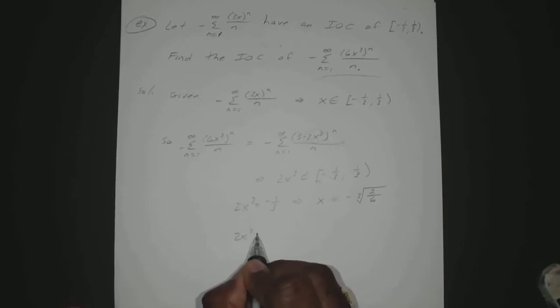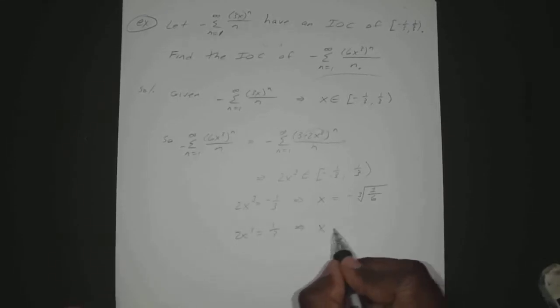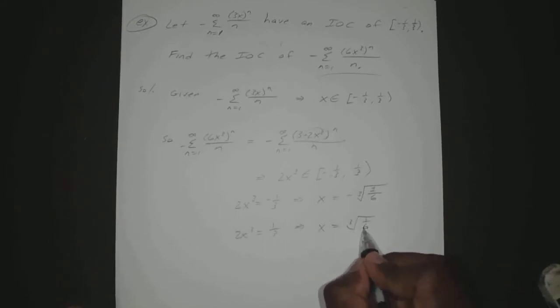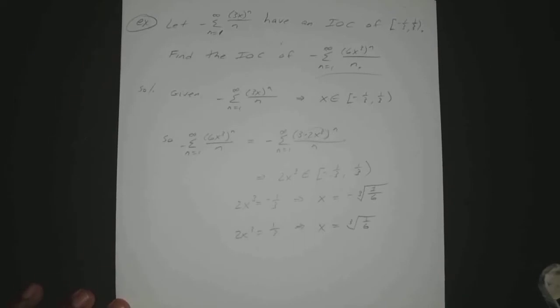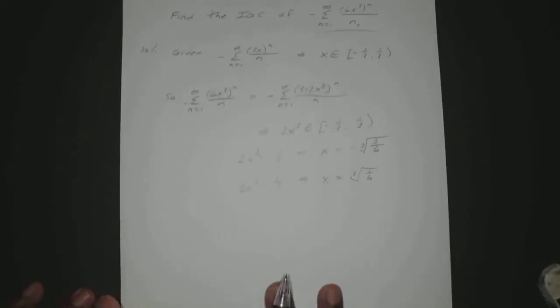And 2x cubed equaling 1/3 is just x is equal to the positive cube root of 1 over 6. Okay, so just knowing... Oh, sure.